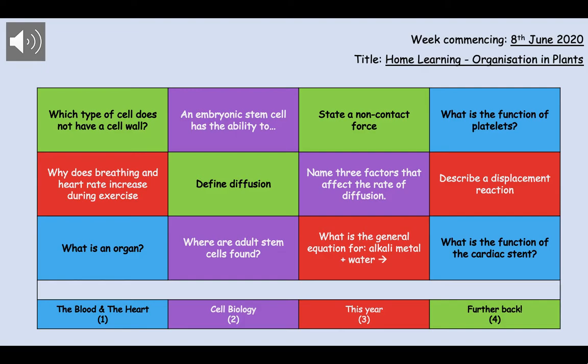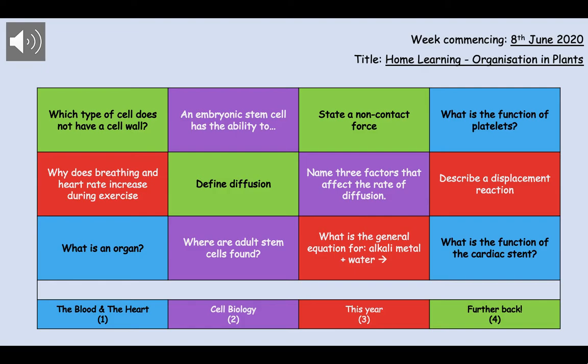Last week we looked at the organisation in humans, more specifically the circulatory system. So we had a look at the components of blood. We looked at the blood vessels, so how blood is transported around the body. We looked at the structure and the function of the heart, and then lastly we finished off with looking at what happens when the heart goes wrong. And we looked at some specific issues and diseases that a heart can get and how we treat them.